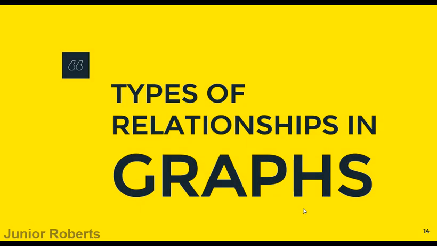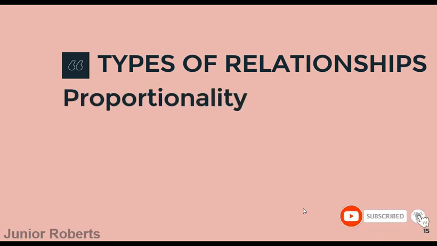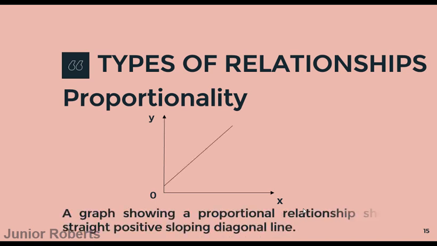Now, let's talk about the type of relationships that we can observe from a graph. The first one we'll talk about is called proportionality, right? And we'll actually look at a graph that shows a proportional relationship. So if we look at this graph here, right, we will say that this is a graph that shows proportionality. Now, a graph showing proportionality is a graph which has a positive sloping diagonal line just like this, right? So once we have a positive sloping diagonal line, it is referred to as a graph of proportionality, right?